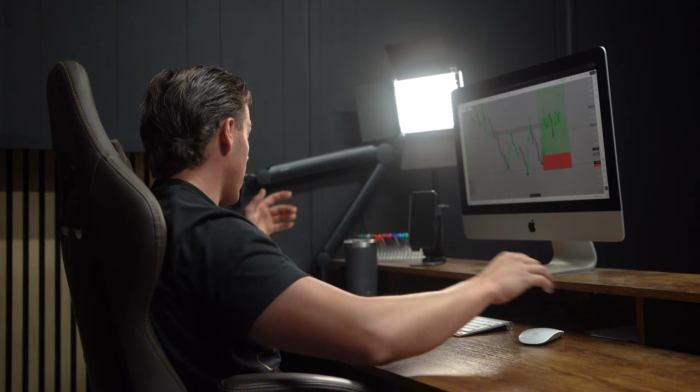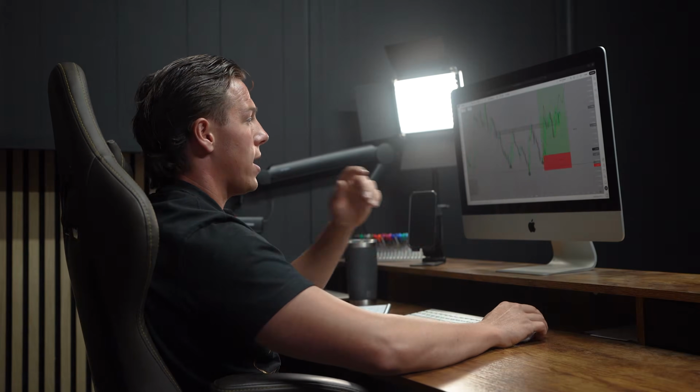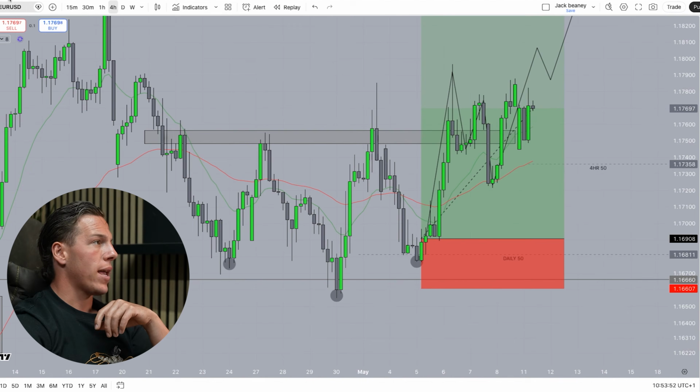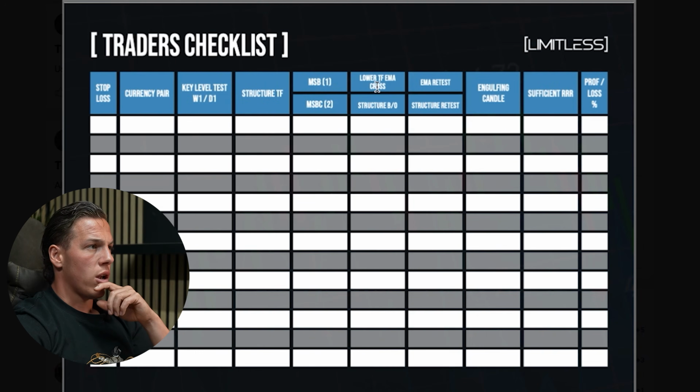From there, we got structure, which is an inverted head and shoulders on the 4-hour time frame. MSB is our trading strategy, because we're not doing the MSBC on this one. Then we just start breaking stuff down: lower time frame EMA cross, and I'll show you that now. So we fill that back out over here. We come into the lower time frame EMA cross, and we're going to mark that in there.